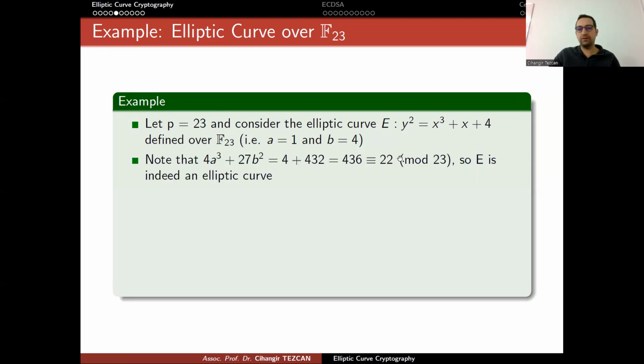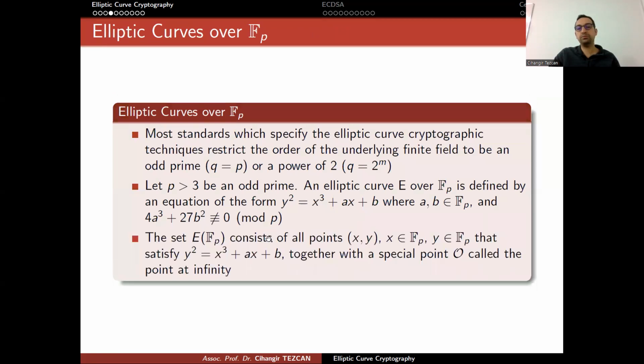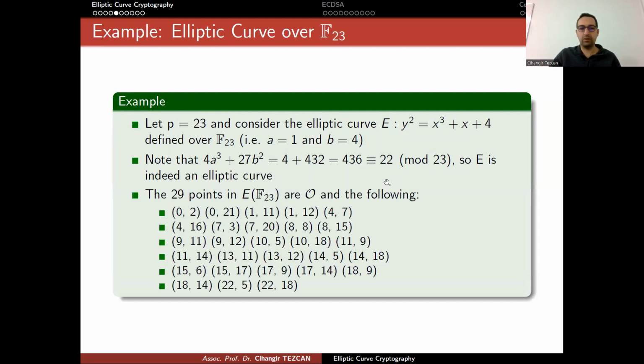The first thing is to check if this is an elliptic curve. So let's calculate 4a cubed plus 27b squared. It equals 436. But modulo our prime number 23, it is different than 0. If we go back to the definition, since this is not 0, this means that this is indeed an elliptic curve.